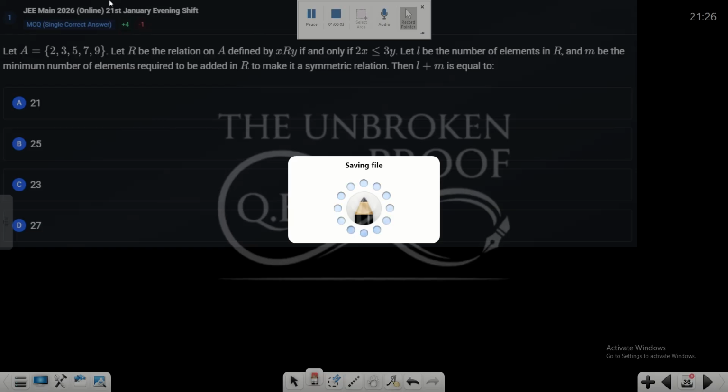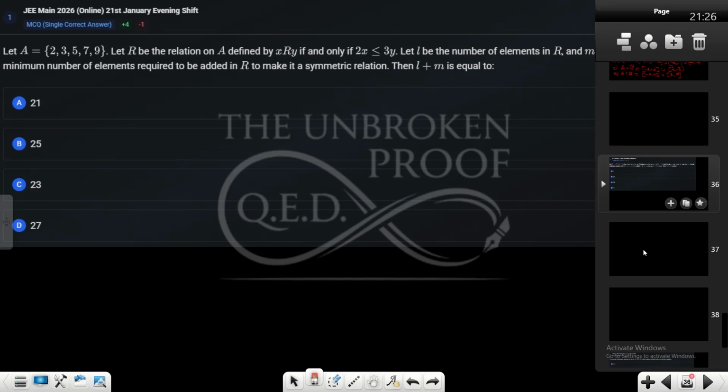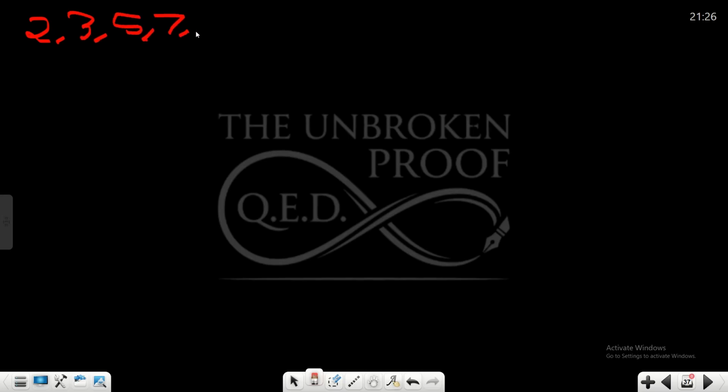Ninth question says: let A is equal to {2, 3, 5, 7, 9} and R be the relation on A defined as x R y if and only if 2x is less than or equal to 3y. Let L be the number of elements, M be the minimum elements required to make it symmetric. Now they are asking L plus M. Okay, now let me write the set. Set is 2, 3, 5, 7, 9 and the inequality is 2x less than or equal to 3y and they are asking L.